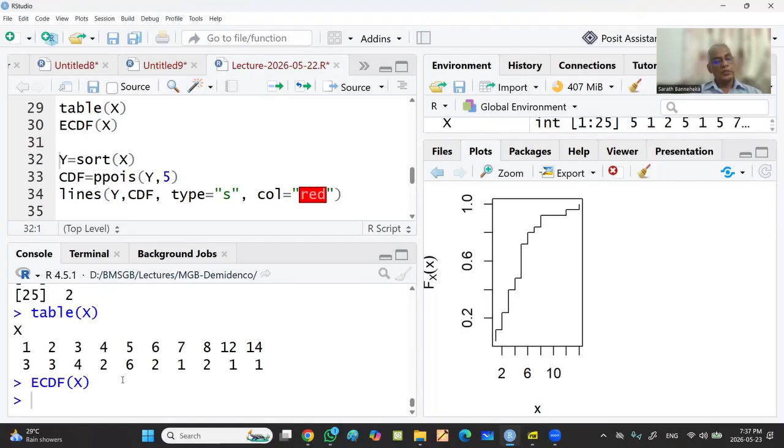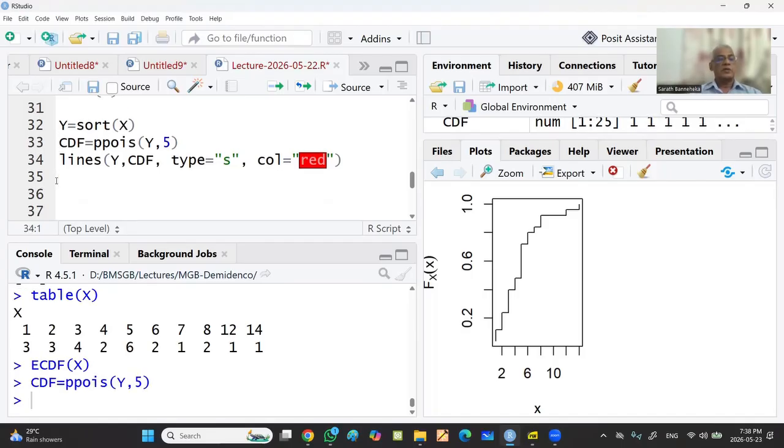So to compare it with the theoretical cumulative distribution function, I will get the theoretical CDF at these y values. I am going to calculate the empirical cumulative distribution function at those values when the data are coming from a Poisson distribution. So I will calculate the CDF by using ppois at these sorted x values, which I call y, and the lambda value is lambda. So that is the CDF.